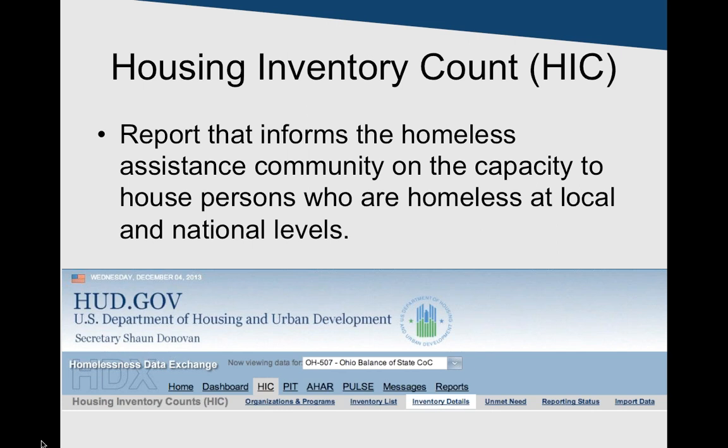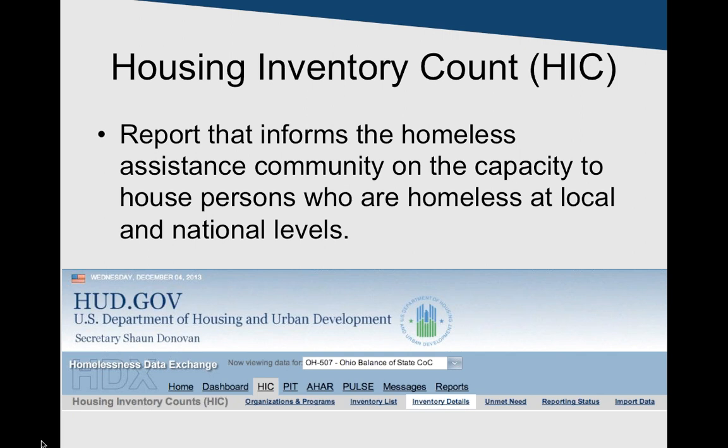And I think that's all the questions we had so far. So the next little bit, we're going to spend some time talking about the housing inventory count and going into some differences this year, not so much changes, but a little bit of a reordering of some of the elements that we got to collect this year.